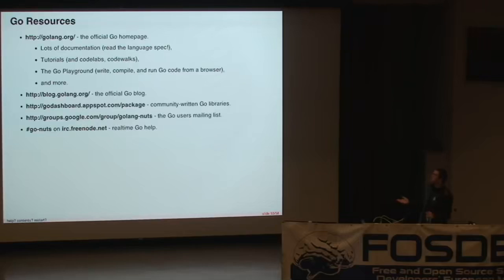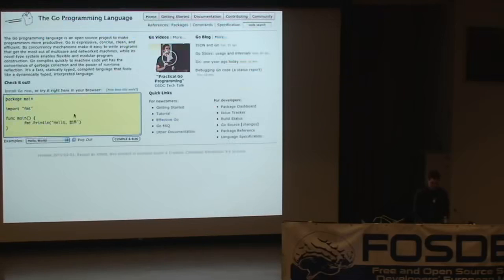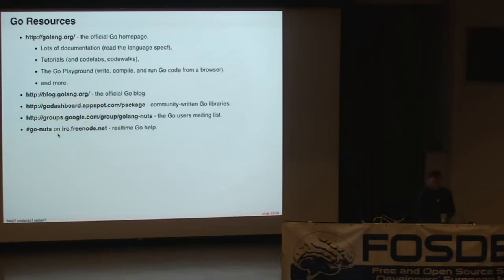There's a lot of Go resources. If you're interested in learning Go, the first place to go is golang.org, where there's lots of documentation and tutorials. There's even, if I can demonstrate very briefly, a box on the front page of the website where you can type Go code and have it compiled and run on one of our servers. There's our Go blog, and there's a bunch of other stuff.